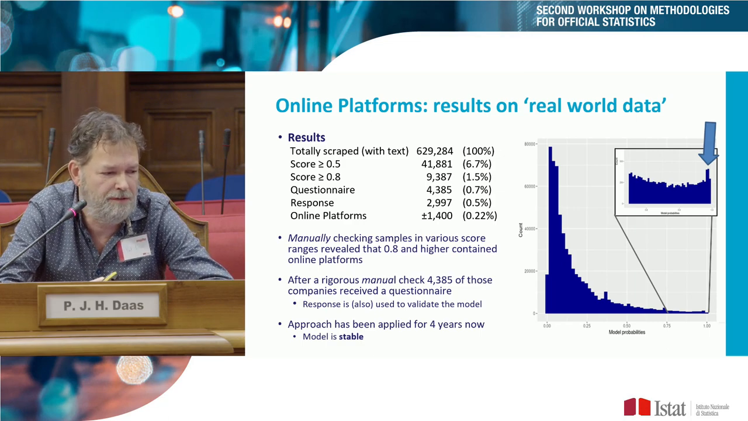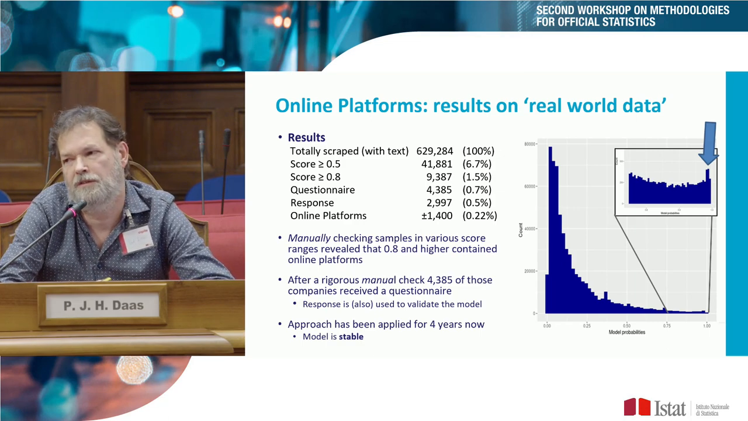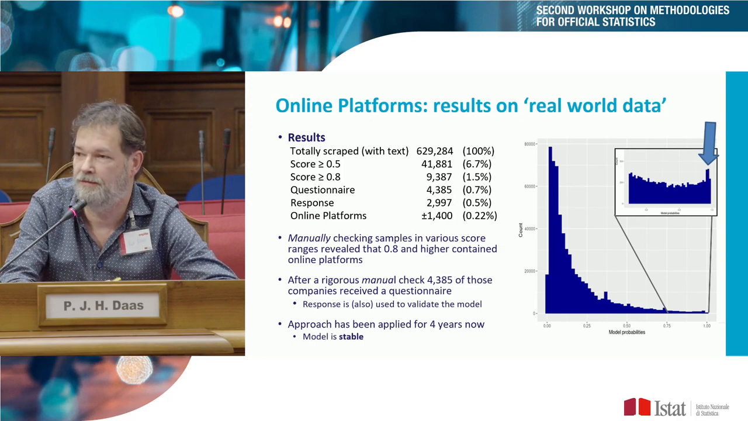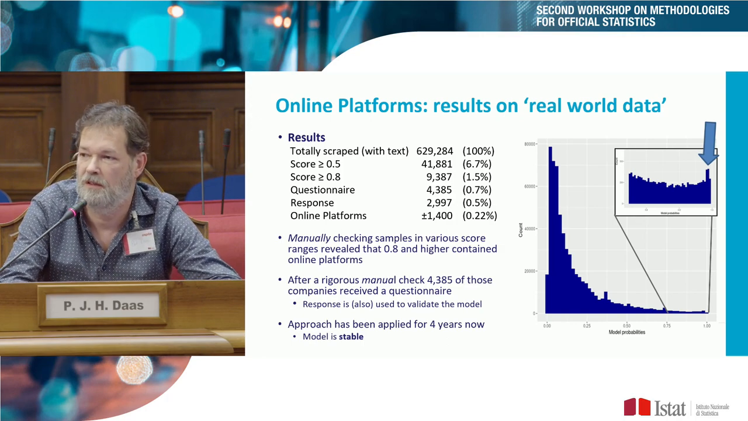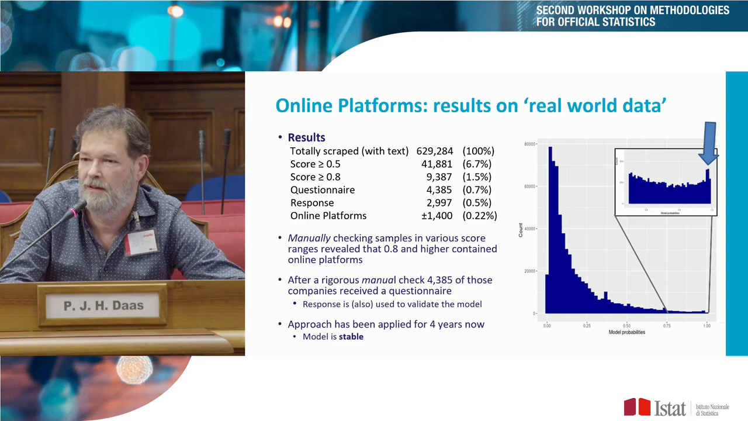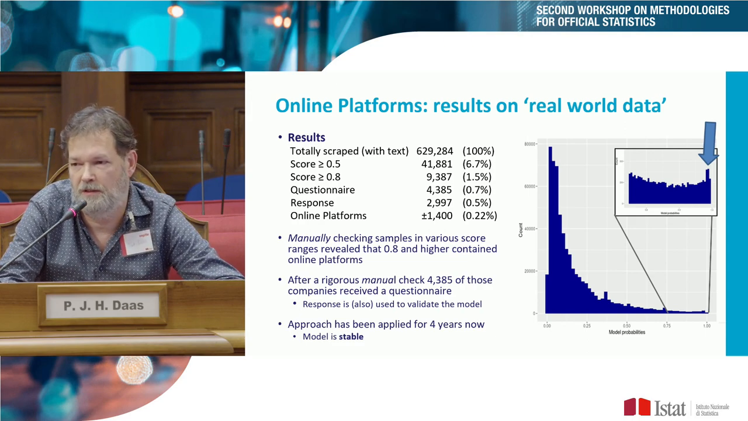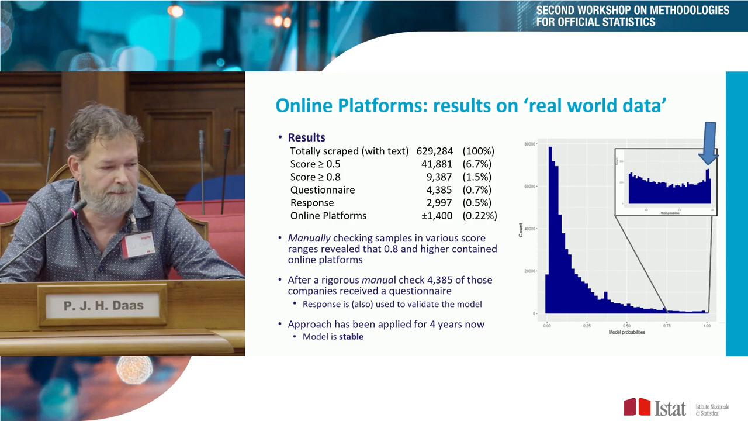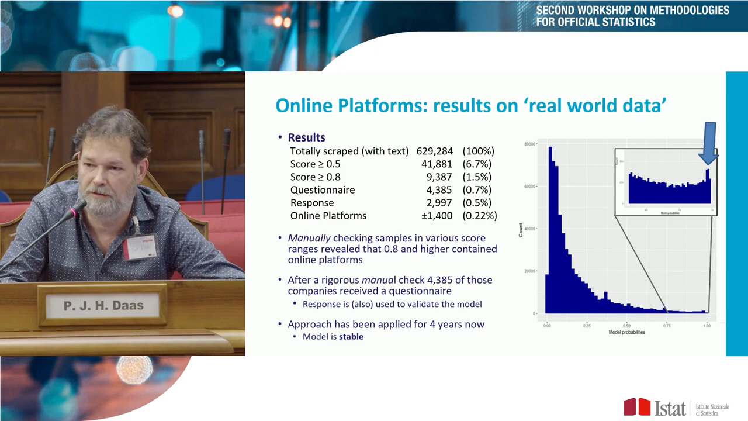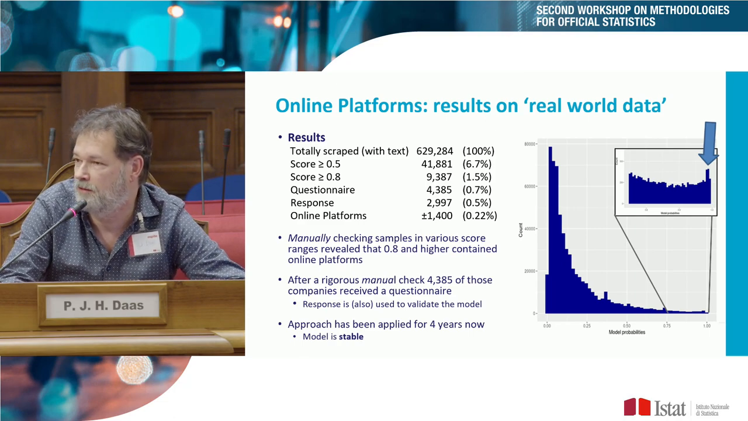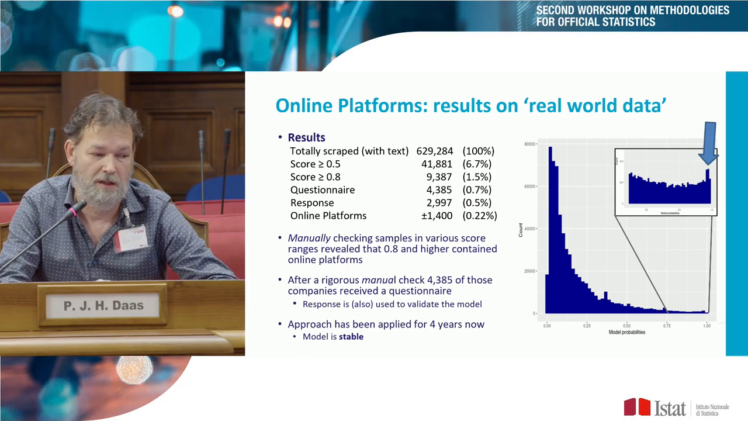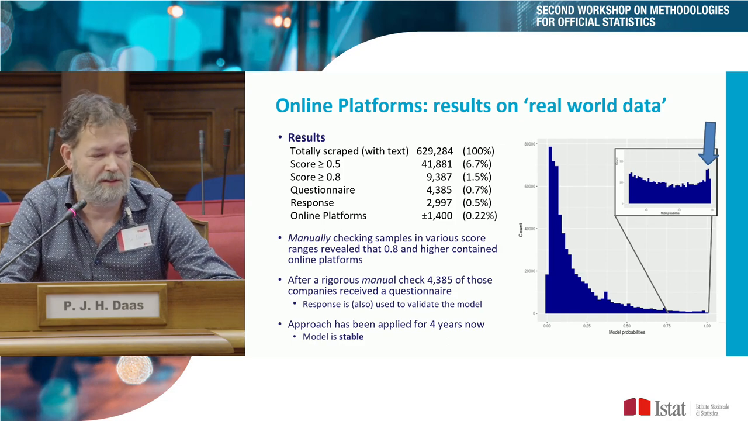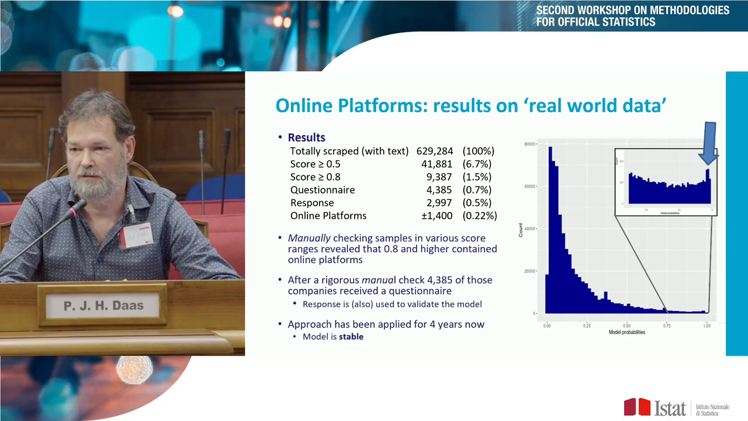In the end, we found out there are about 1,400 online platforms in the Netherlands. That's 0.22% of the total business register. That's a rare subpopulation. I'm not surprised that the original approach didn't work, and I'm not surprised that our model really overestimates the number of online platforms, because this is not only an NLP task, but it's also identifying a rare subpopulation with a model.